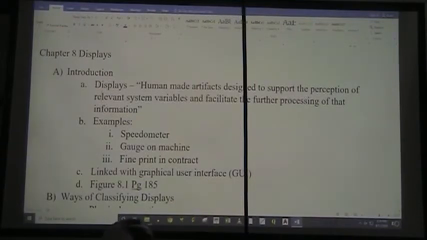All right, so when we say displays, that covers a lot of territory. They're defining displays as human-made artifacts designed to support the perception of relevant system variables and facilitate further processing of that information. Oy vey.